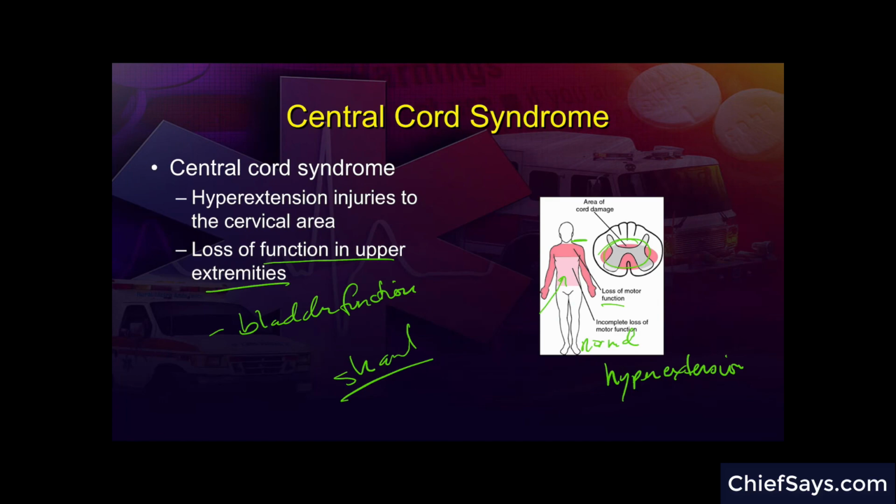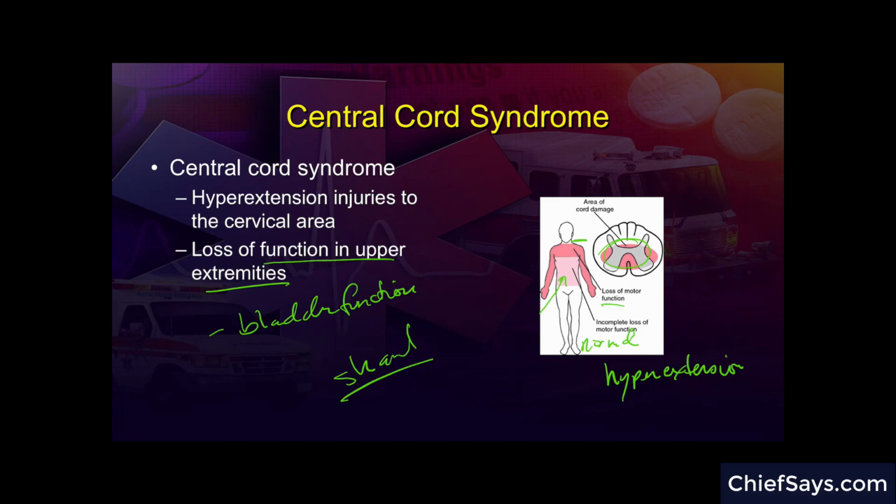In central cord syndrome, this often results from hyperextension injuries to the cervical spine, where the center of the cord has been stretched too much from that movement. In this case, the gray matter at the center of the cord and some portion of other tracts around the center of the cord will be impacted.